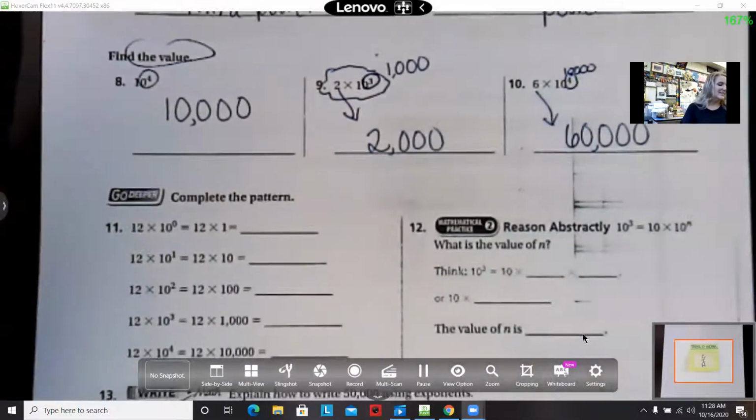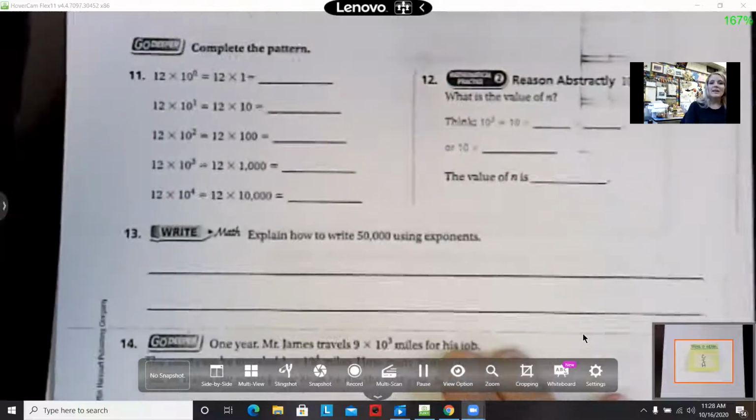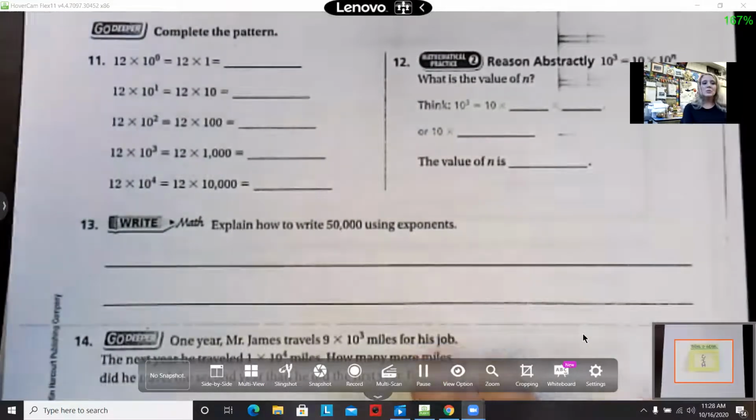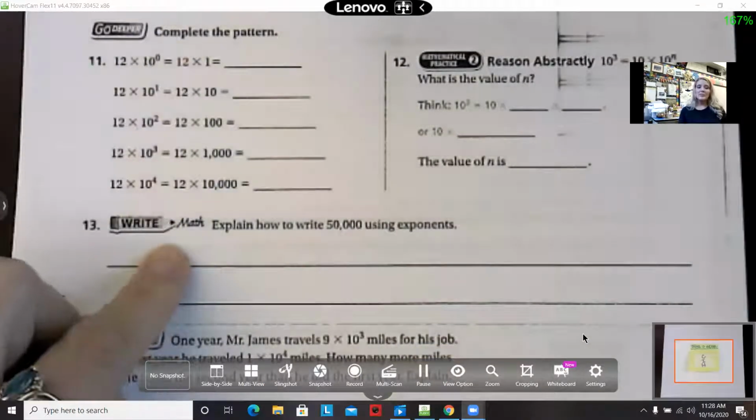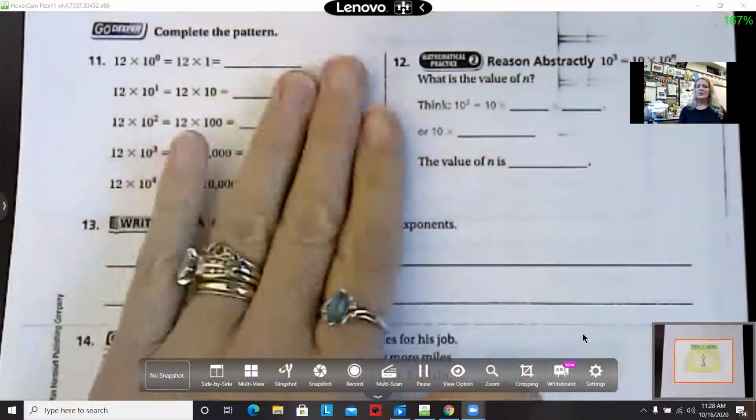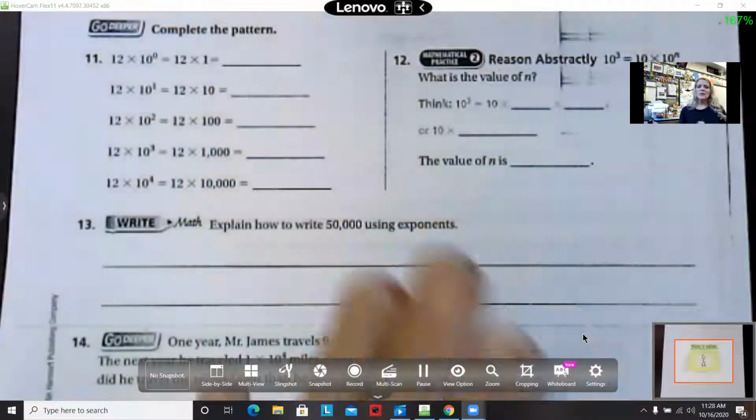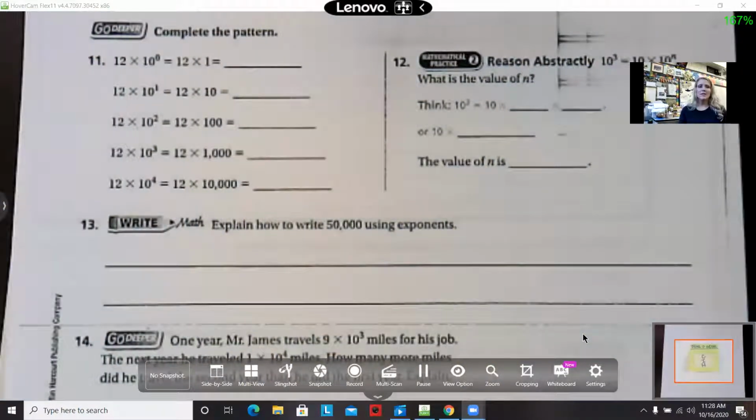All right, down to number 11. If you would like to pause me to write these down into your notebook, that's fine. But if you just want to look up here at the screen and then copy the answer into your notebook, that's also fine. Just make sure that you title it number 11.